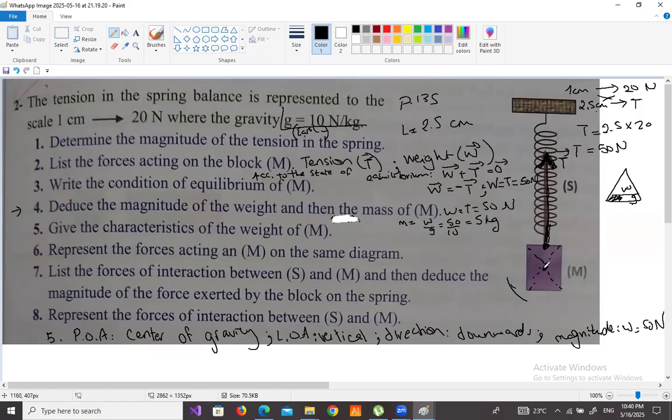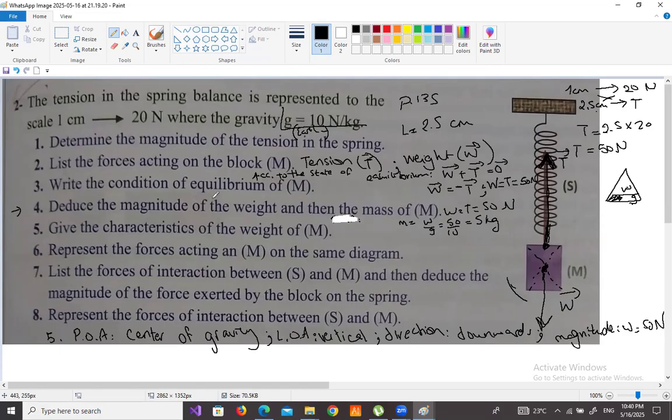To represent the forces, always follow the characteristics. For example, the point of application is the center of gravity, so the force must start from the center of gravity. The line of action must be vertical like this. The direction is downward, so the arrow must point downwards. And the length will be equal to the length of the tension force because they have the same magnitude. So this is the weight.